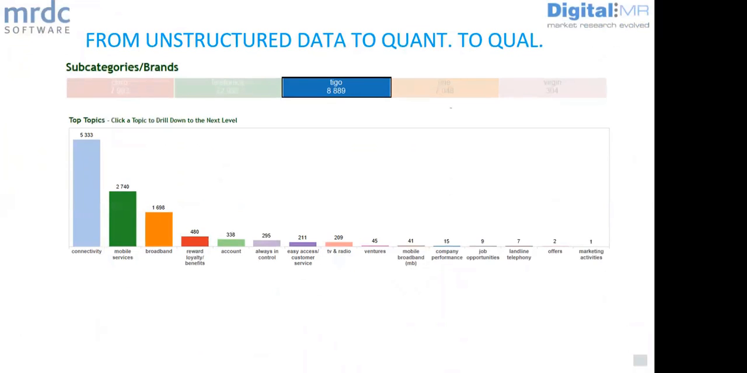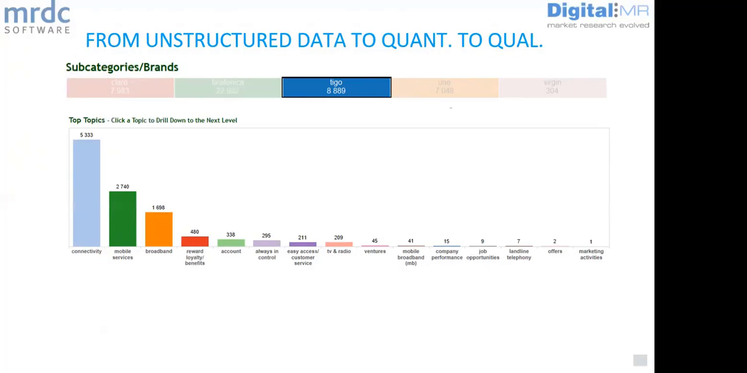Now, the beauty of an approach like this and AI is that it allows us to take a set of millions of posts, big data that we have no way of knowing what they mean and what they tell us, and drill down into specific paths that make sense to us. So if we were the owner of the brand Tico, we could click on Tico, and then we could see the top topics that they post about Tico on social media. And these are connectivity with 5,000, followed by mobile services, broadband, and so on. We will see more when I show you the dashboard.